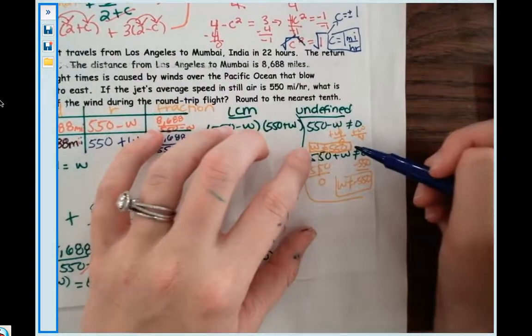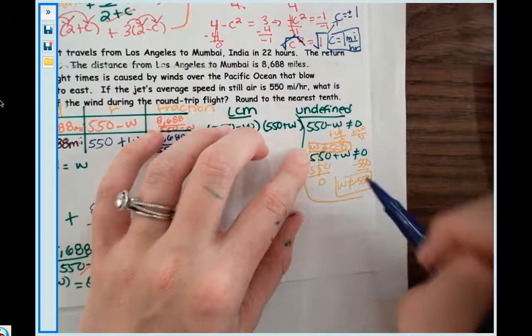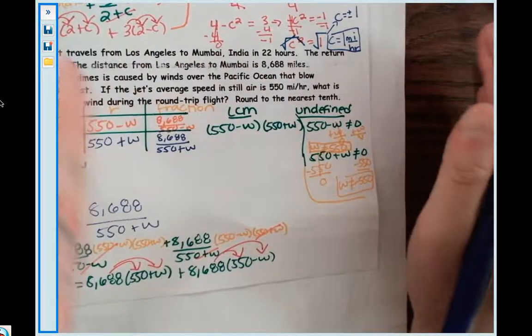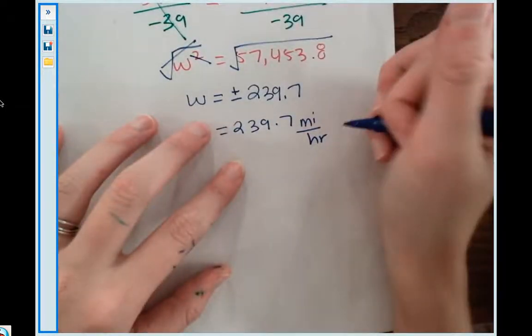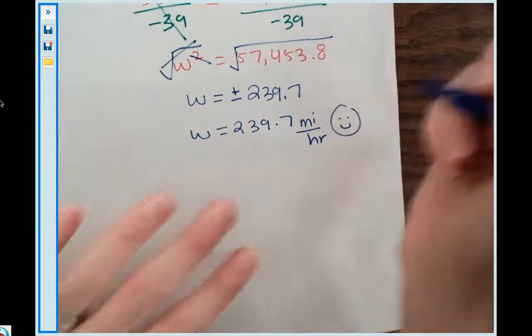But before we circle it, let's double check our undefineds. Our undefineds are 550 and negative 550. So yay, it's none of those. So that would be my final answer. Yay! That was awesome.